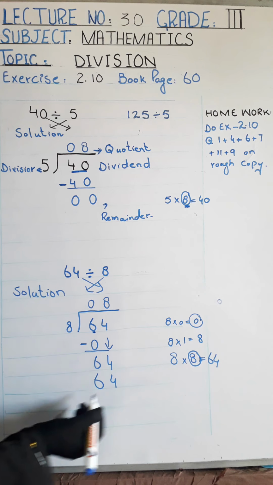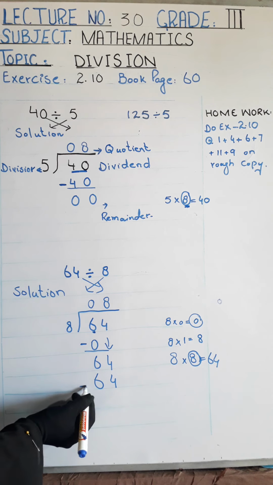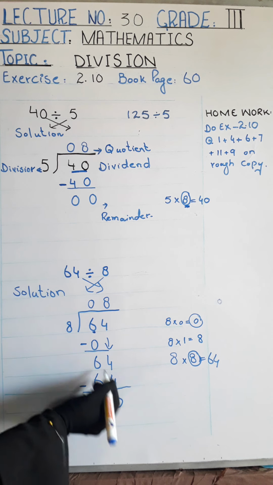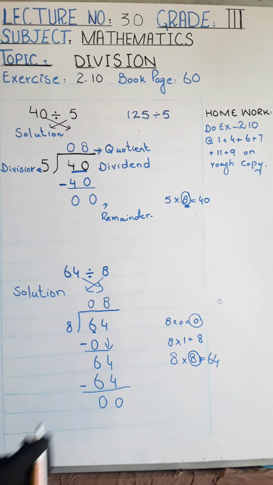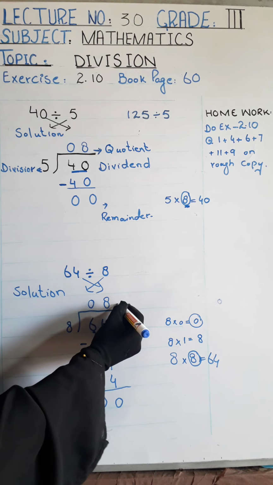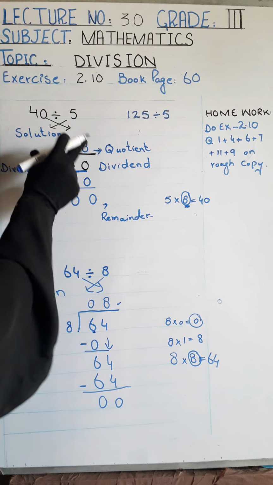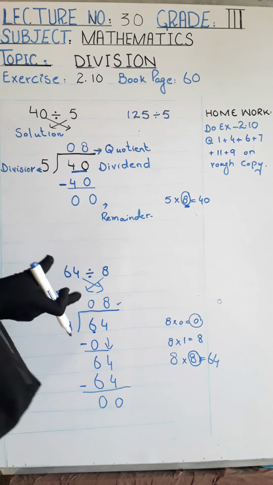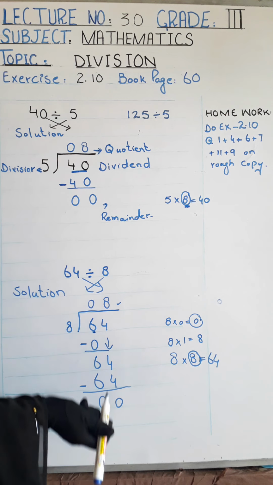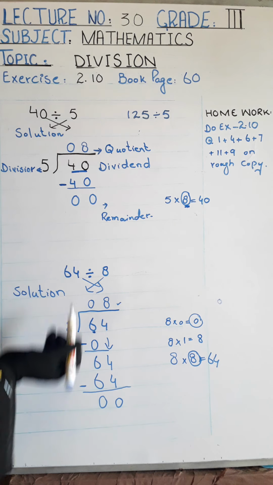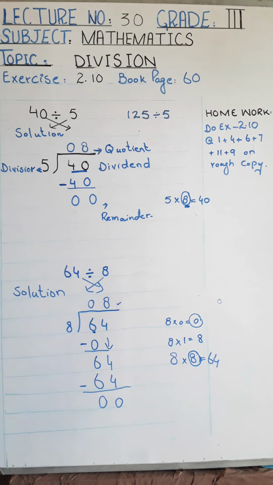Again we subtract 64 from 64. 4 from 4, 0. 6 from 6, 0. So this is called the remainder, and this one is the quotient. Okay, students, when you solve the question, you write at the end of the question the quotient and the remainder.